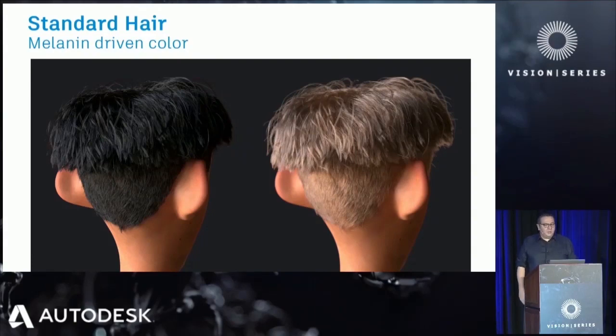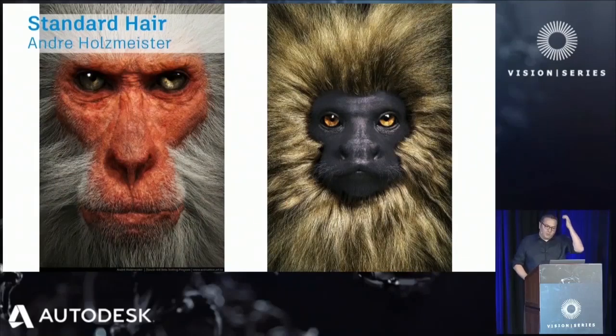Here's another example. Just a word of warning, it can be quite compute intensive to render, especially light hair, but if you're rendering black hair, because of a technique called Russian roulette, you won't pay the price. So it's actually a lot faster to render the black hair than light hair. More examples by Andre Holzmeister.